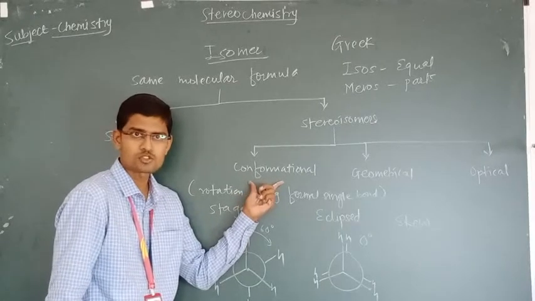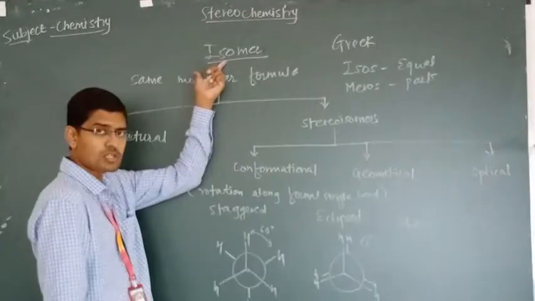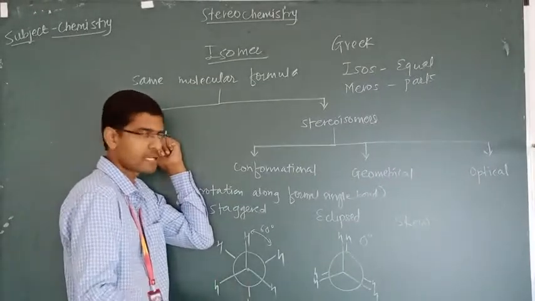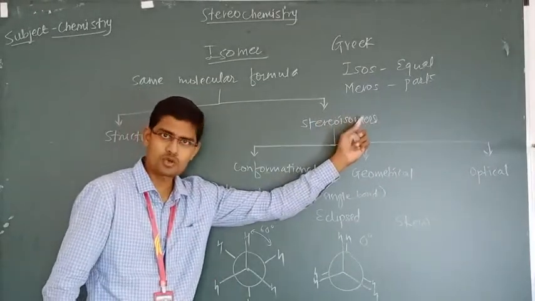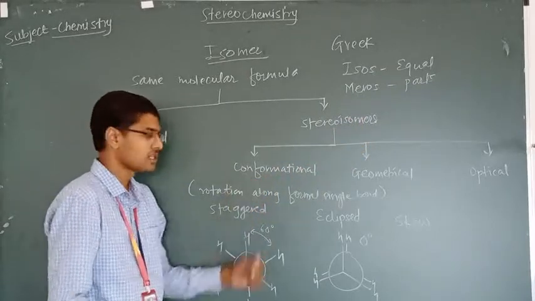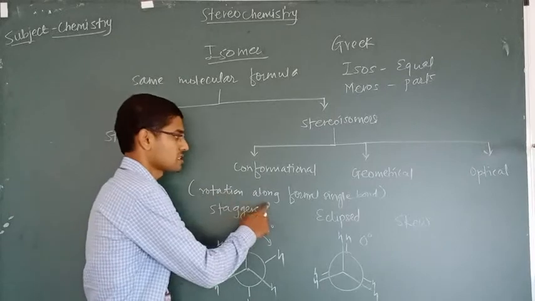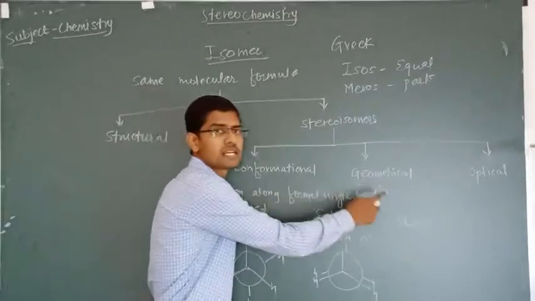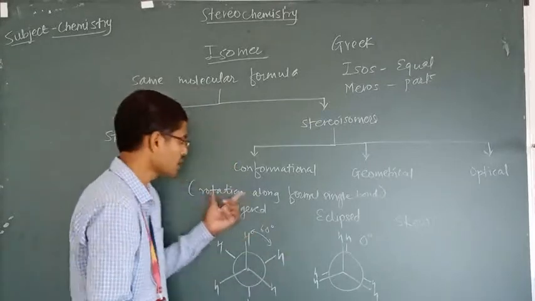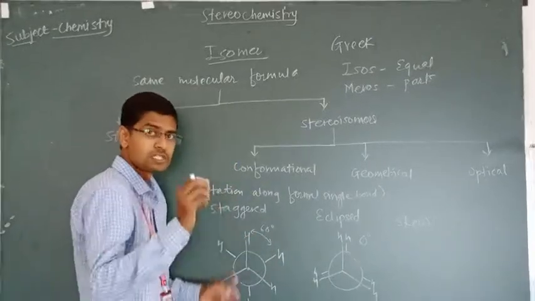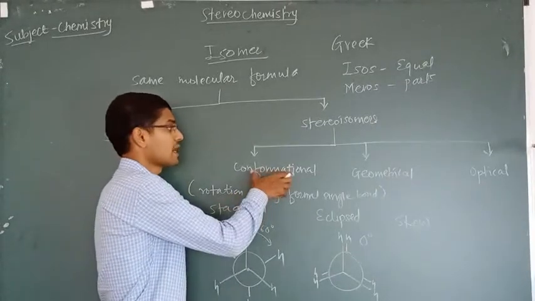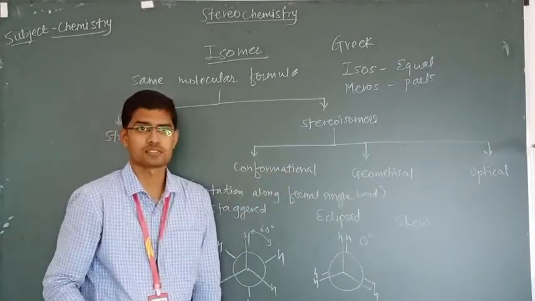What are conformational isomers? Isomers having the same molecular formula, same structural formula. Since the structural formula is the same, they are categorized into stereoisomers, and again they are called conformational isomers because they are generated due to rotation along a formal single bond. That may be carbon-carbon, carbon-nitrogen, but isomerism generated due to rotation along a single bond is called conformational isomerism.